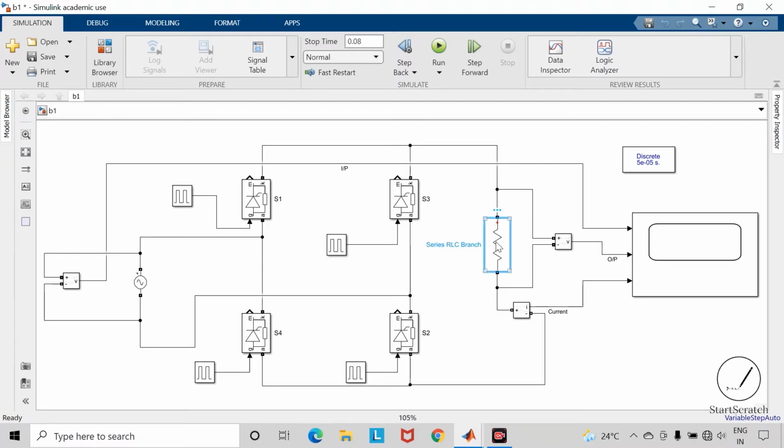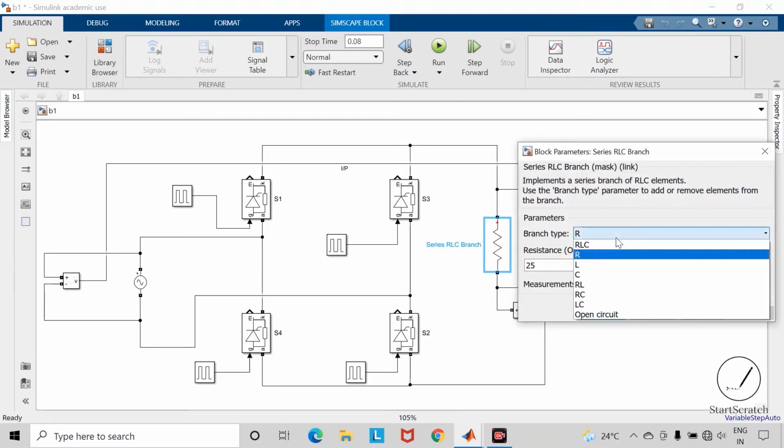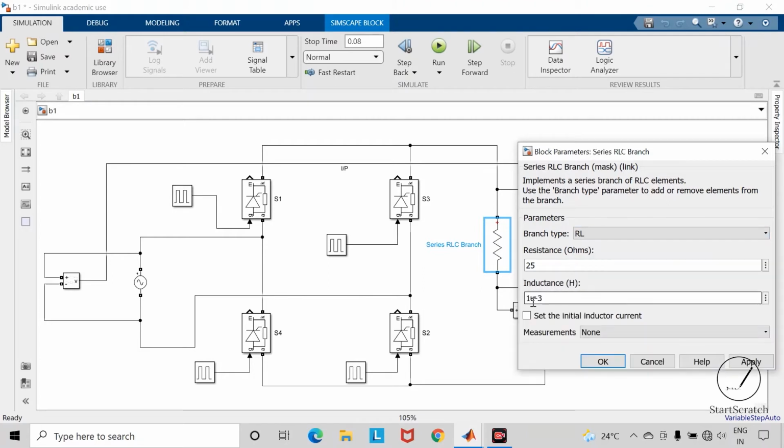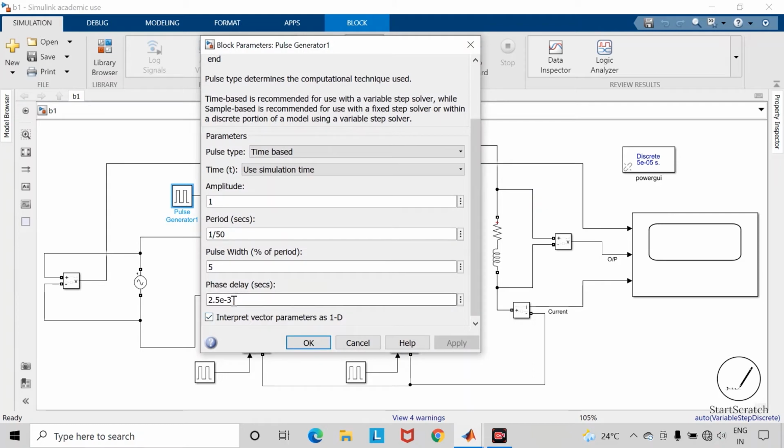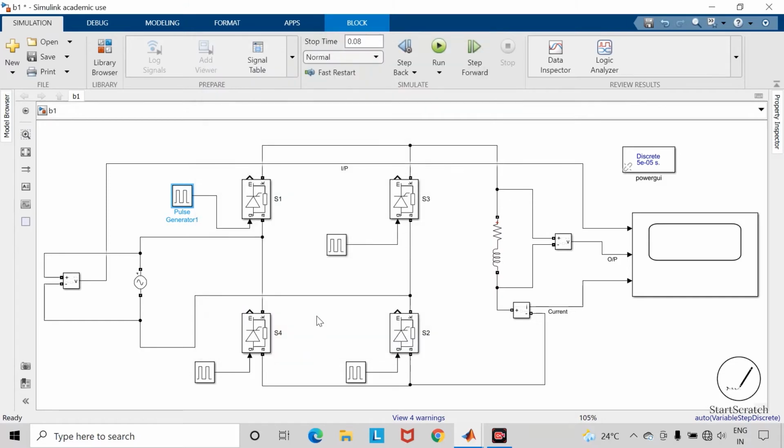Now let us change this branch type to RL. We will consider this inductance as 50 millihenry. Now if we want the firing angle to be 60 degrees, then our phase delay will come out to be 3.33 milliseconds. So let us apply this much delay. So for S1 and S2, this phase delay will be same, that is 3.33 milliseconds.